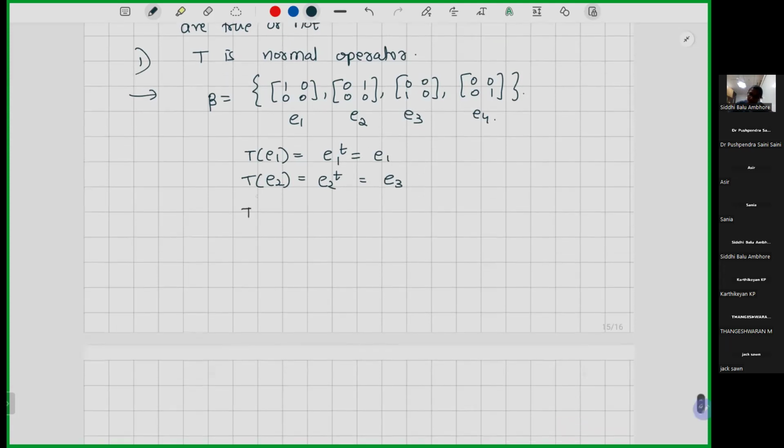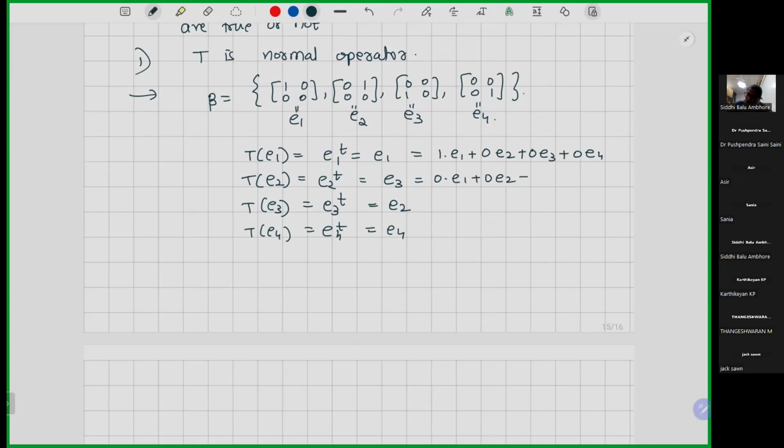And T of E3 is E3 transpose, which is E2. Just see how these matrices are working. And T of E4 is E4 transpose, which is E4 again. So if I write these as linear combinations of E1 to E4: 1 E1 plus 0 E2 plus 0 E3 plus 0 E4; 0 E1 plus 0 E2 plus 1 E3 plus 0 E4; 0 E1 plus 1 E2 plus 0 E3 plus 0 E4; and 0 E1 plus 0 E2 plus 0 E3 plus 1 E4.